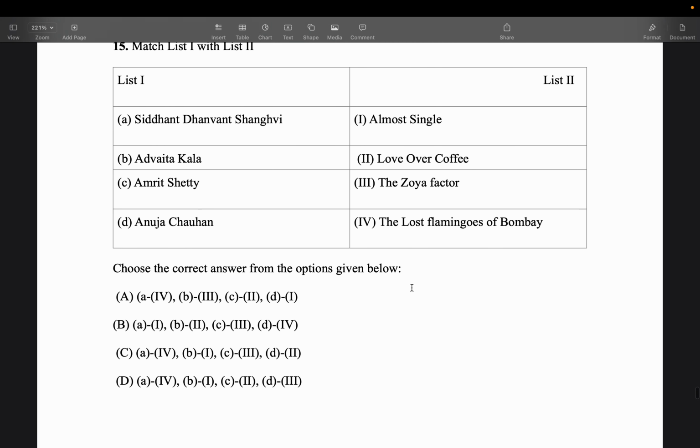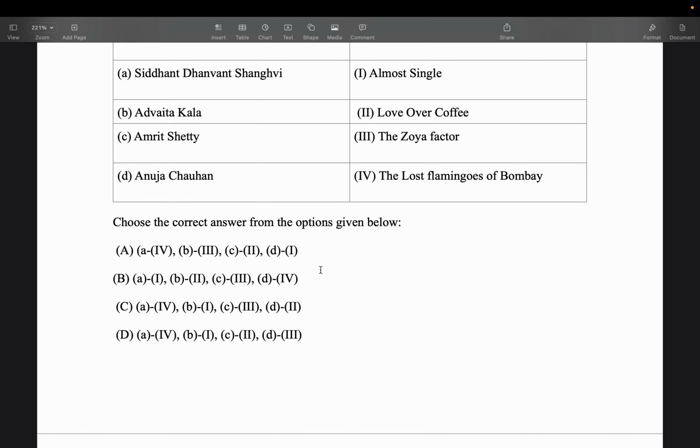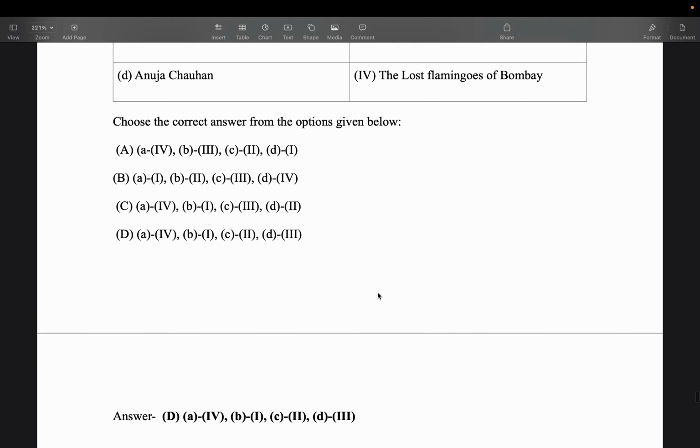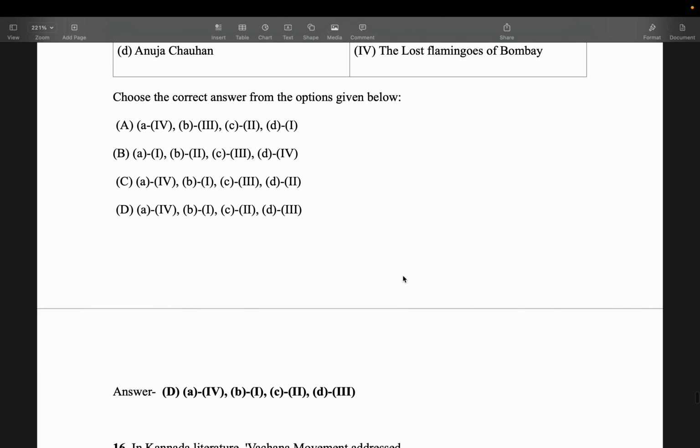Then, Siddhartha Dhanvant Shanghvi, Advaita Kala. These are a little difficult if you are not a very good reader. Isn't it? Today itself, you should read about these writers. But Zoya Factor is famous, isn't it? Zoya Factor is a famous movie, isn't it? So that we should know, it seems. These are all movies. So, Zoya Factor is C.